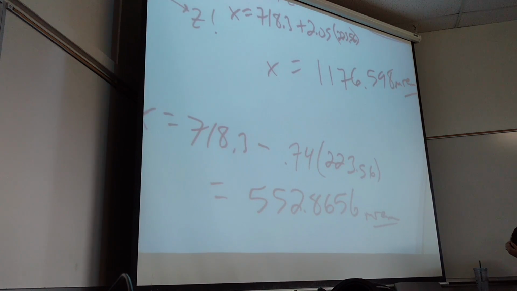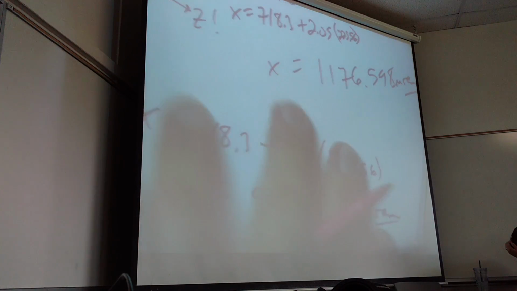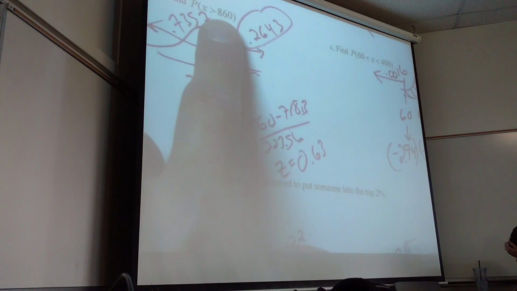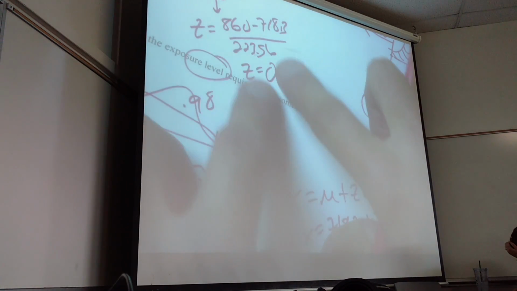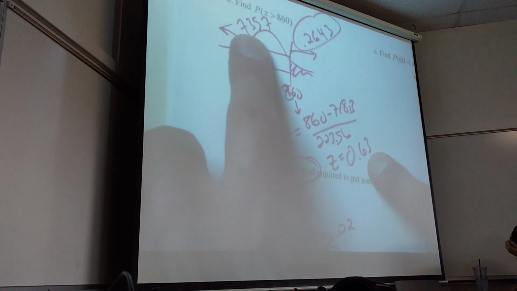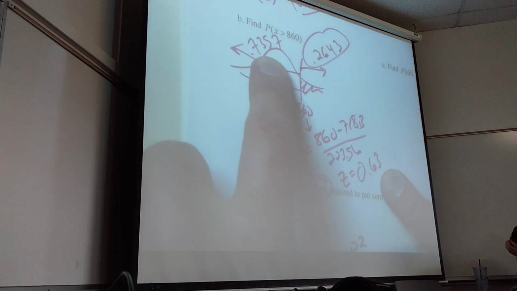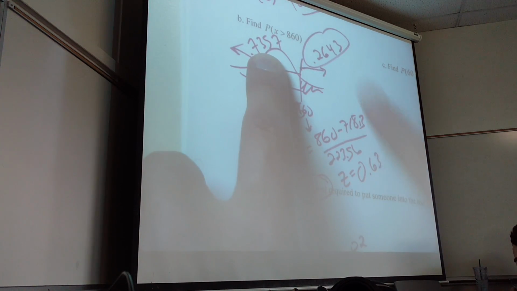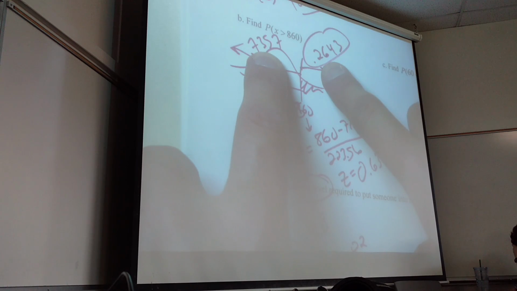Yeah. Can you do part B one more time? Yeah. So we converted 860 into a z-score. That's just a z-score, so I have to look up the area. And we've got that area. But the problem wants greater than, and the chart tells me less than, so I have to do 1 minus that to get that side. Cool.